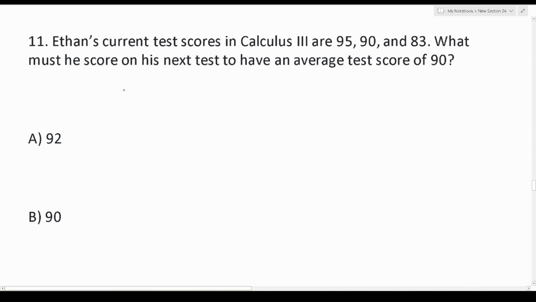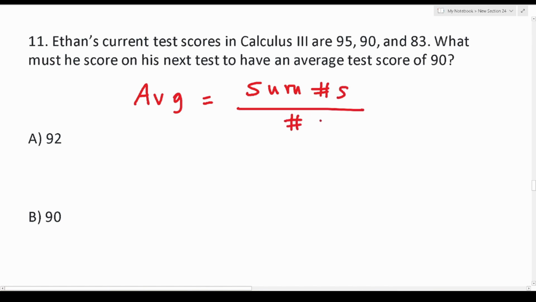So again, we're working with averages, and averages are found, as we've seen, by taking the sum of all the numbers that you're given and placing that over how many numbers there are. In this case, we're going to have to make an adjustment to this formula because we're given the average. We're told the average that Ethan wants in his Calculus 3 class has to be 90. So we know the average has to be 90. And that said, we only know 3 of his 4 test scores. There's one here, and one here. We don't know what his 4th test score is, so I'm going to call that X.